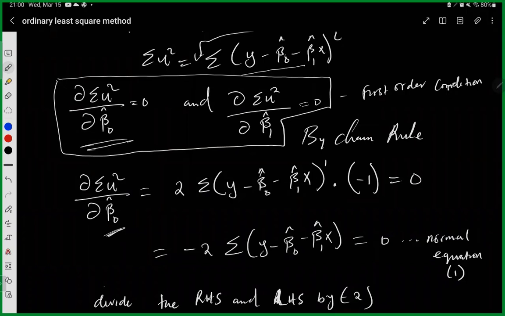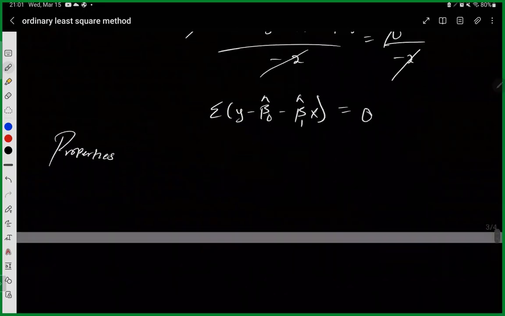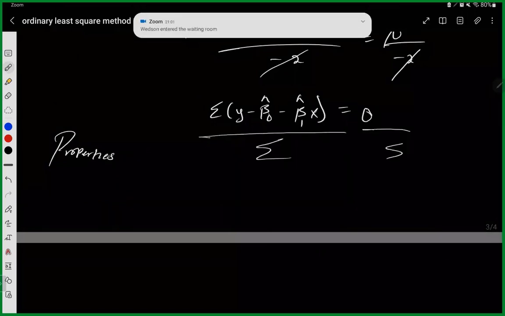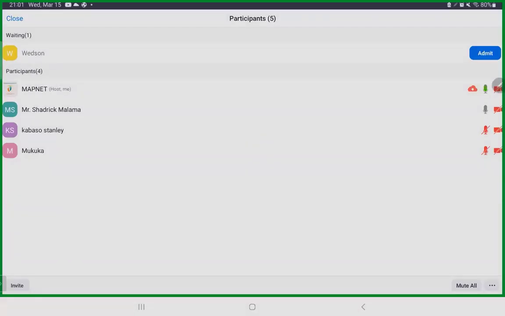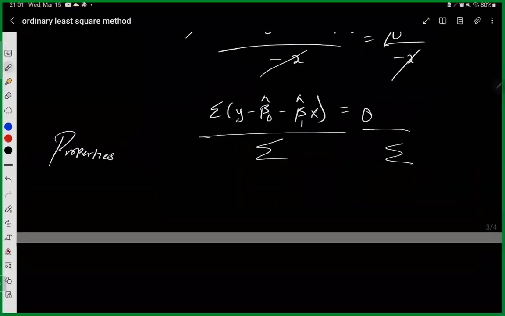Of course, away from this, it's just something that will help guide our intuition. So now, what do we do from this point? Here we cannot say divide both sides by summation. No. We cannot say divide both sides by sum.